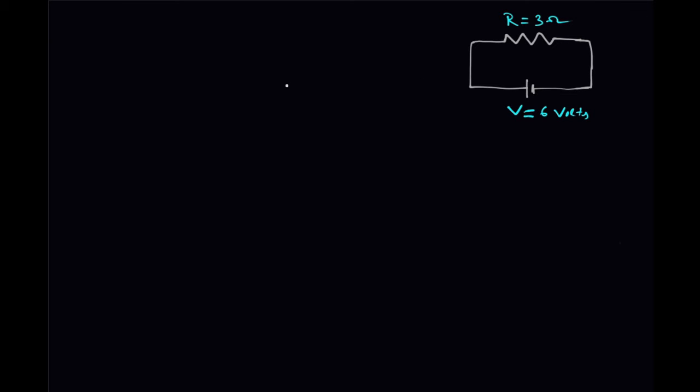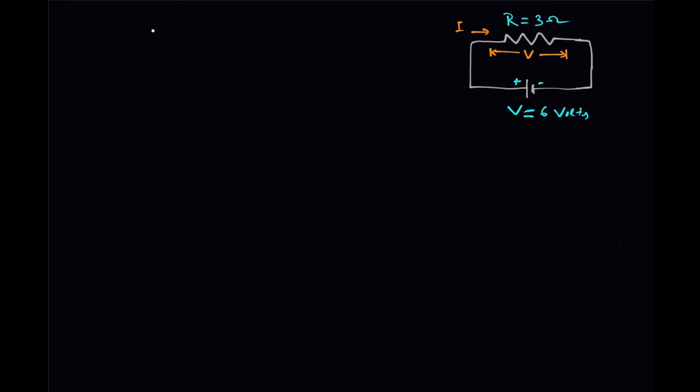Hello, today we will solve problems based on the concept of electric power, for which purpose I have drawn this circuit. This is a resistance of 3 ohm, and this voltage source is a DC voltage source of 6 volt connected across this resistance. Plus this is minus. Due to this voltage source, some current will flow through this resistance, and let this current be I. And what is the voltage across this resistance?